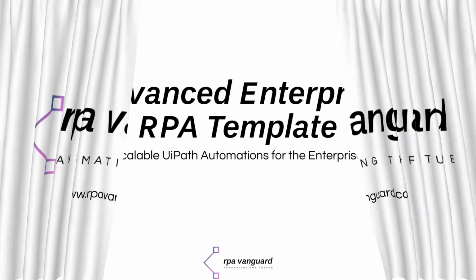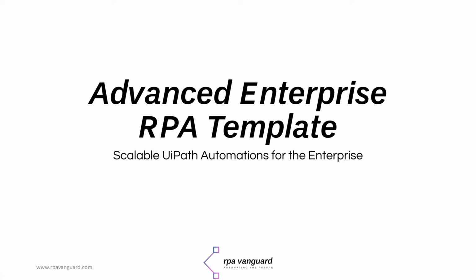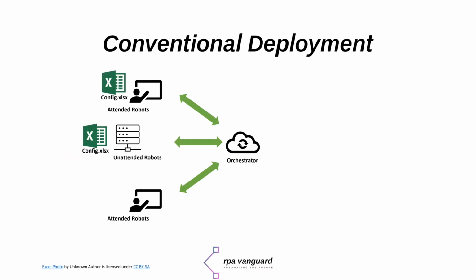The Advanced Enterprise RPA Process template enables enterprises to deploy and centrally administer a large number of UiPath robots across the enterprise. In the conventional approach, application settings are managed using a configurations Excel file co-located on the robot machine. For small-scale operations, this is the easiest method of deployment, as each of these files can be administered and deployed to the individual robot machines with relative ease.